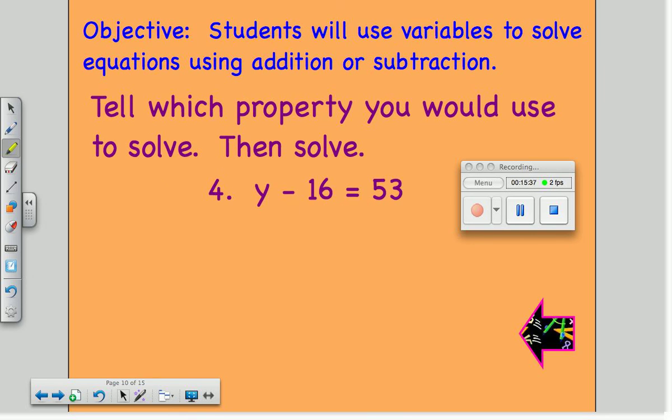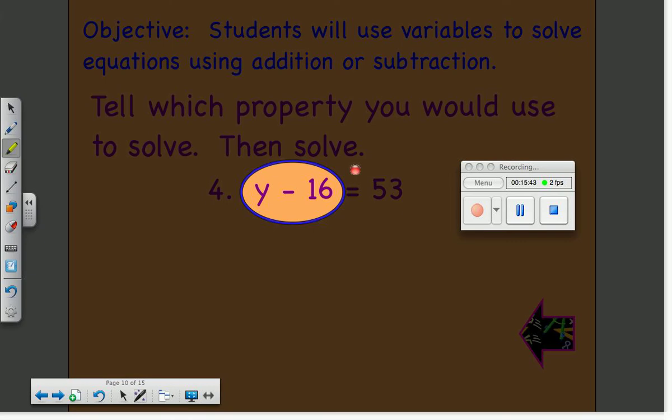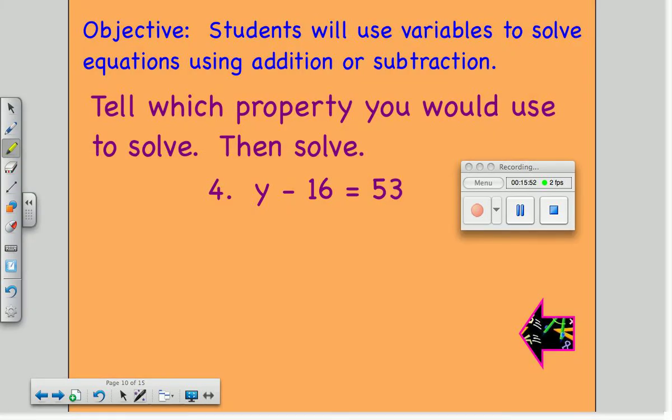Number 4, again, focusing on the side of the equal sign that has the variable. So we are going to use the inverse property of subtraction, which is addition. So the addition property of equality is what we're using. With the addition property of equality, we add how much? However much is being subtracted, 16 to both sides. So adding 16 to this side, I'll fix that.